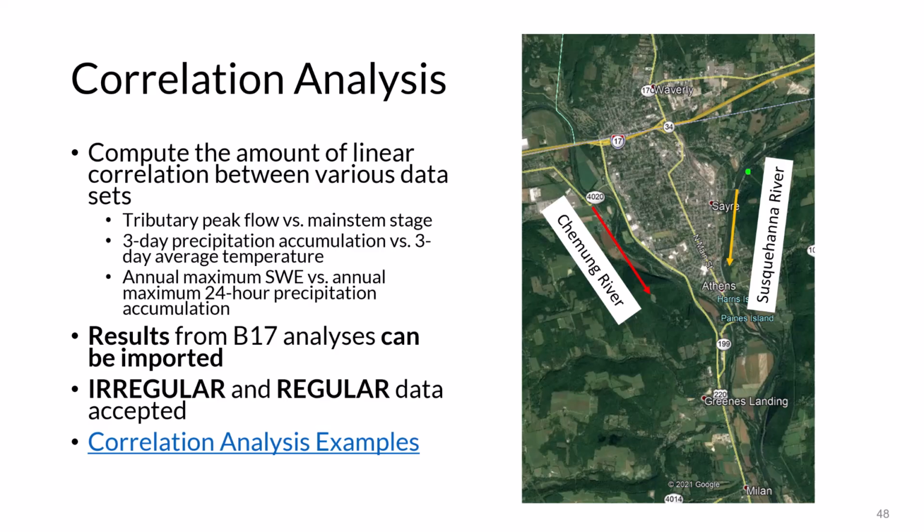Coincident in time means that values from the secondary time series are extracted at the same time as each of the values within the primary time series. This can be used to help inform a coincident frequency analysis. The paired data method is used to determine how closely related the values within a paired data curves are. These curves are specified with no date or time axis. In the correlation analysis, results from a Bulletin 17 analysis can be imported, and both irregular and regular data is accepted.